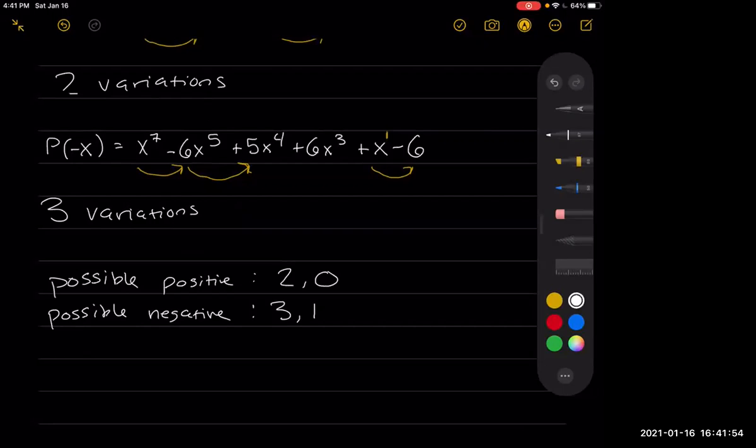So now our possible total is all combinations of adding these. So 2 plus 3 is 5, 2 plus 1 is 3, 0 plus 3 is 3, and 0 plus 1 is 1. So these are our total possible, because we did all possible combinations when adding our possible positive and possible negative.